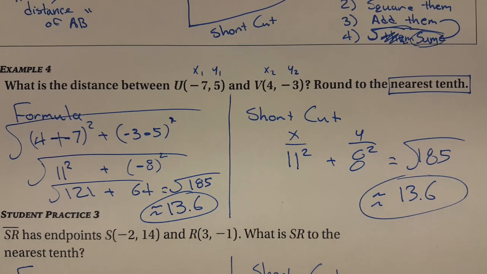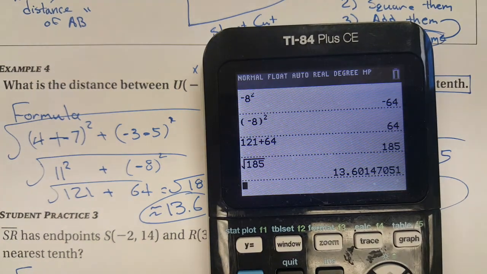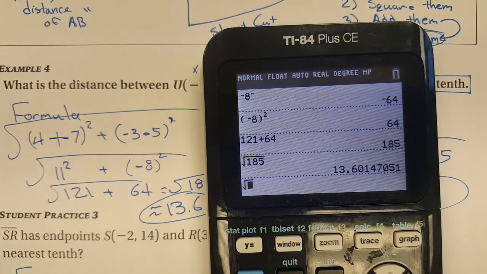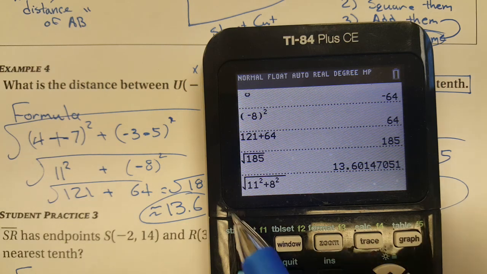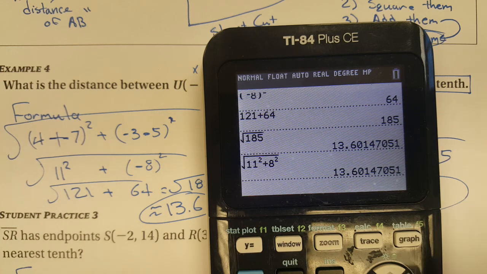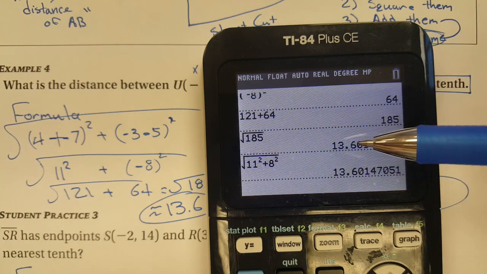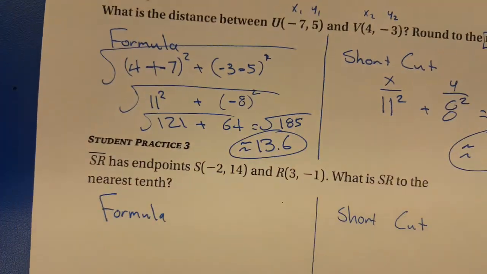If you are very confident in your calculator skills, you could actually do the whole thing at once in your calculator. So watch this. Square root. Let's see here. The first distance was 11. 11 squared plus 8 squared. Make sure the bracket goes over all of those things. Ready, set, boom. Oh, isn't that pretty? Isn't that beautiful? Look at that. 13.6. Okay. X distance, Y distance, square them, add them, square root them, boom. Find it in no time. I'll do the student practice here in a second.